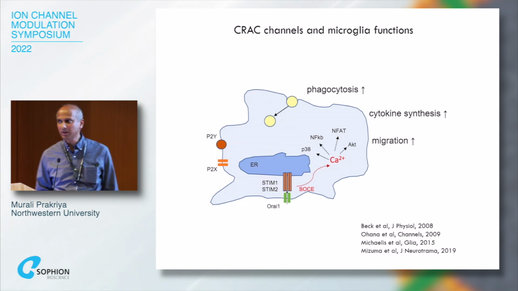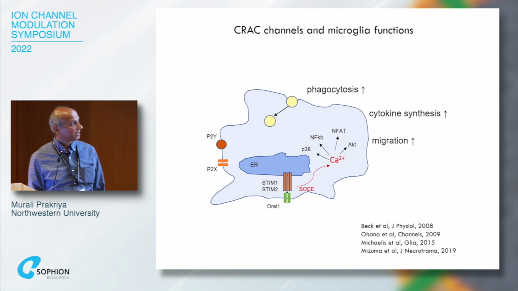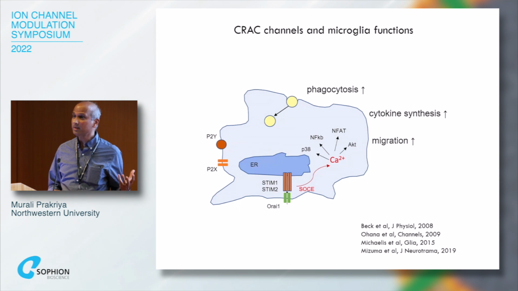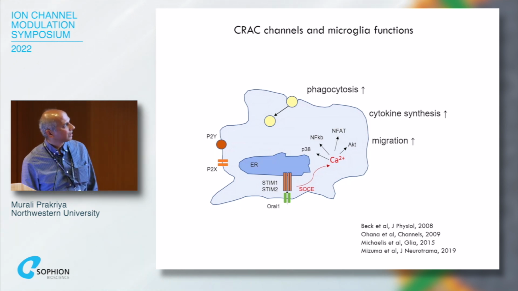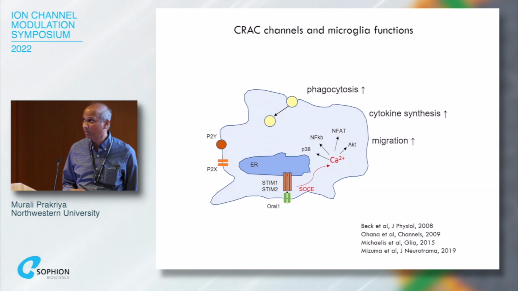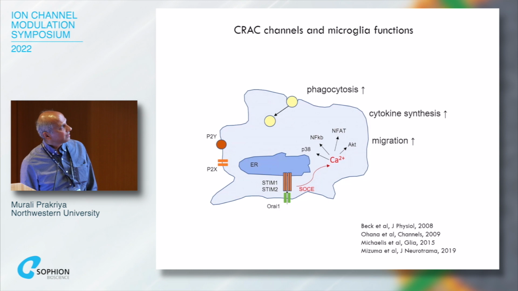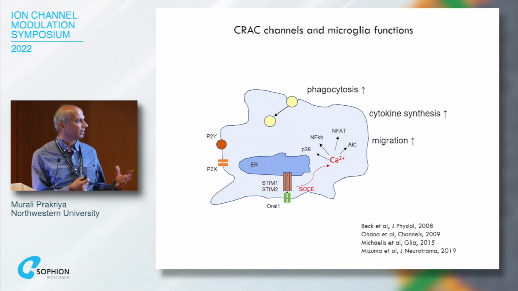Interestingly, there was one from Reinhold Penner and Andrea Fleig's lab that characterized CRAC currents that are activated by TLR4 activation in mouse microglial cells. And the idea here is that activation of CRAC channels might induce the stimulation of calcium-dependent processes, which include things like NF-kappa B and NFAT, but also p38, which is a very important kinase with important roles in microglial function to drive cytokine synthesis and migration.